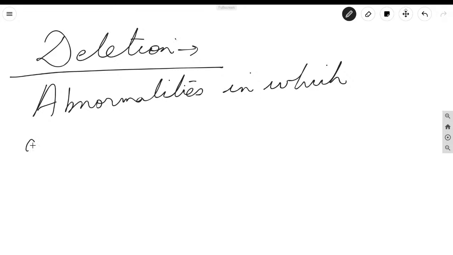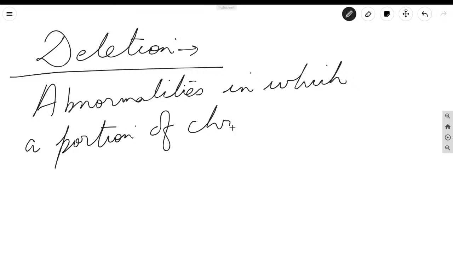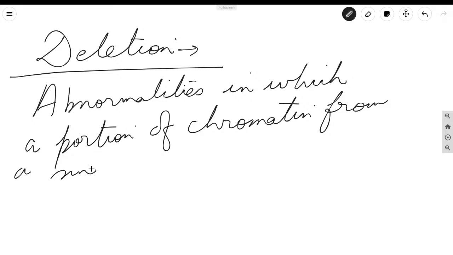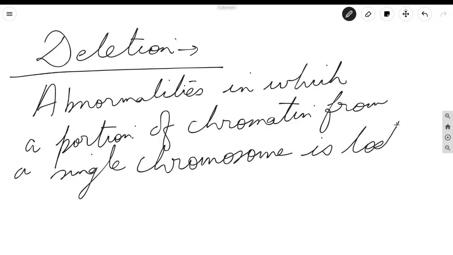In which a portion of chromatin from a single chromosome is lost. That is your deletion. Just like I showed you in the cri du chat syndrome. It may be lost, right?